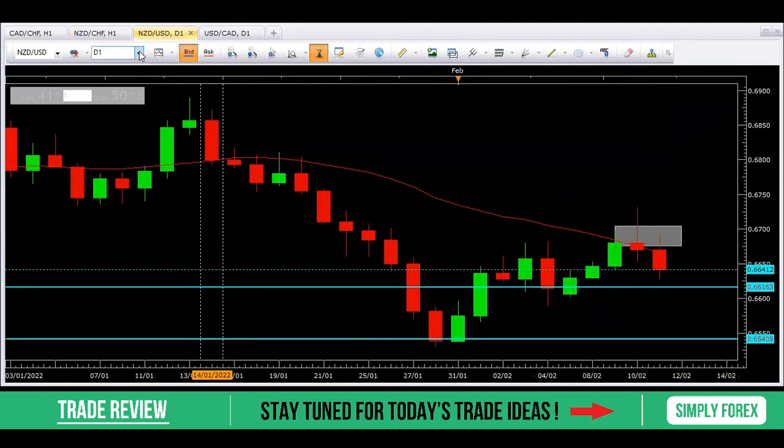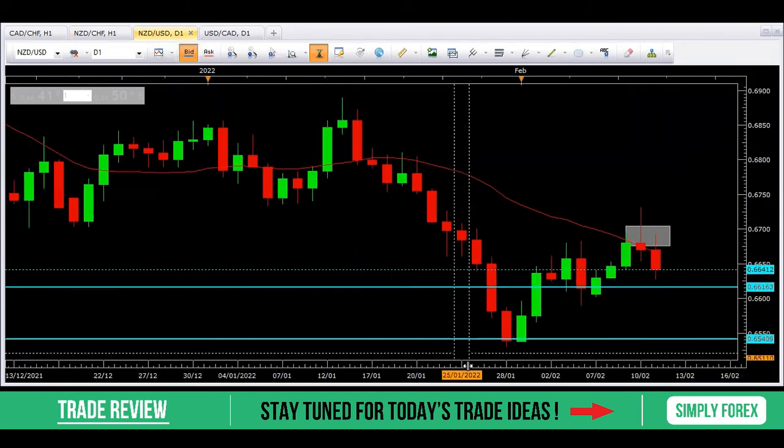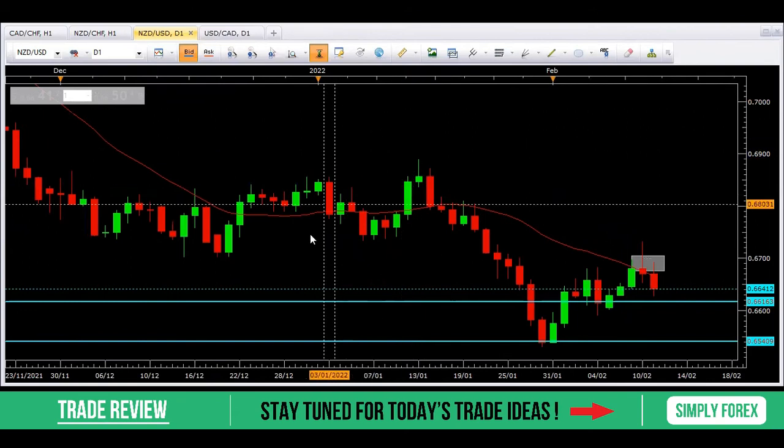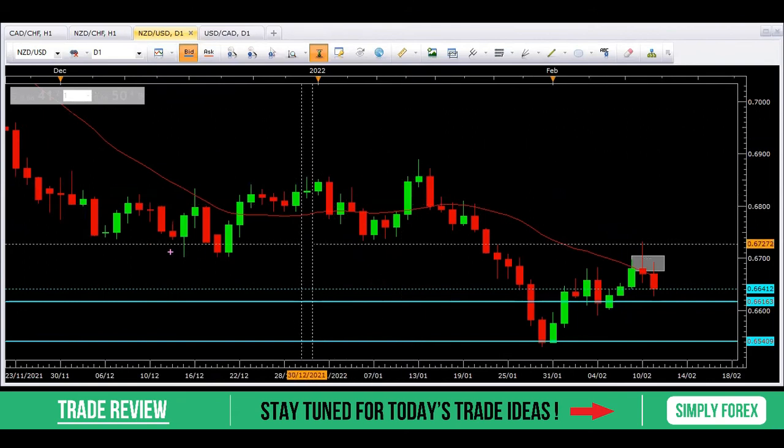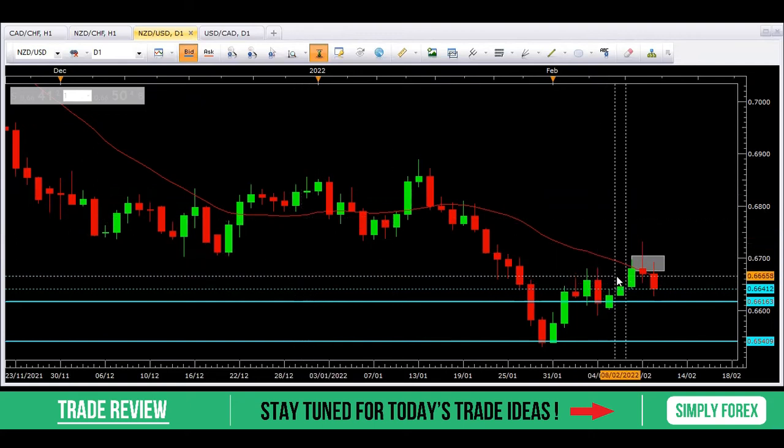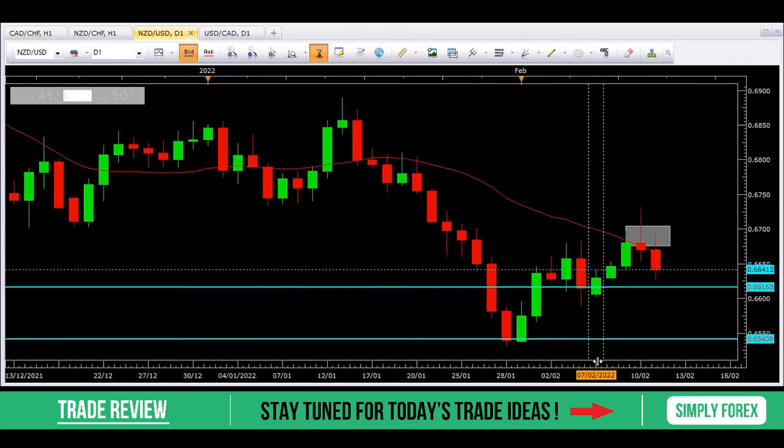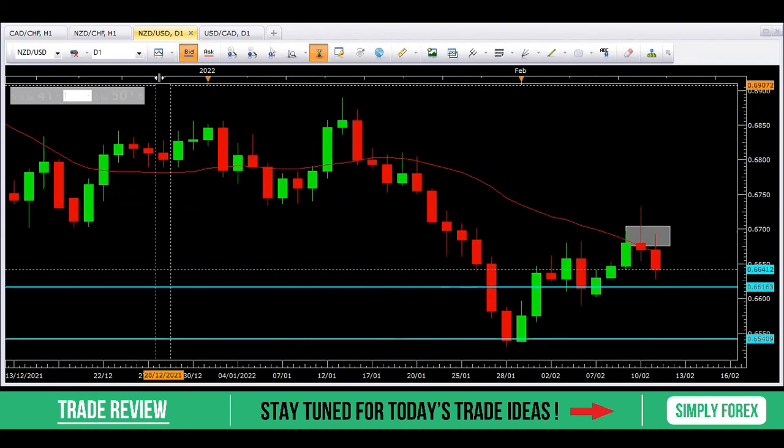The next one was this. This was New Zealand against the US dollar. What we were looking at Friday is, price came off of these lows here, and then I saw a sort of bearish candlestick pattern. So I thought we could take price back down to this blue line, and it almost got there. So the direction was good. Let's look at H1 to see what happened here.